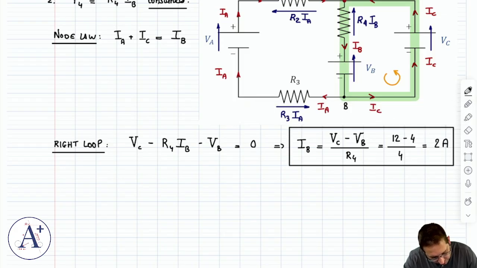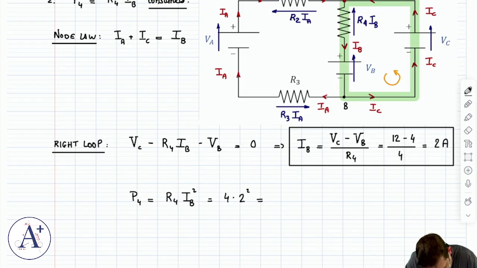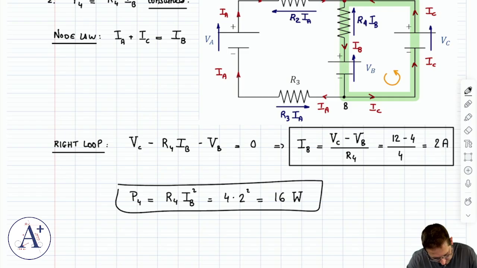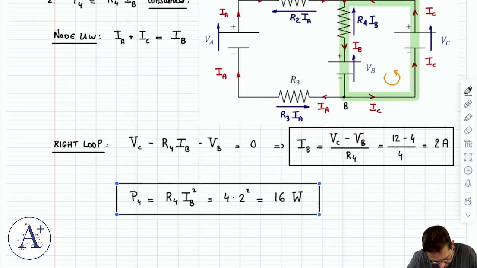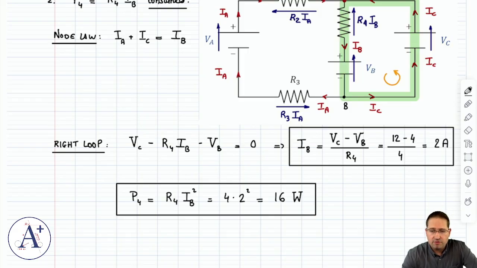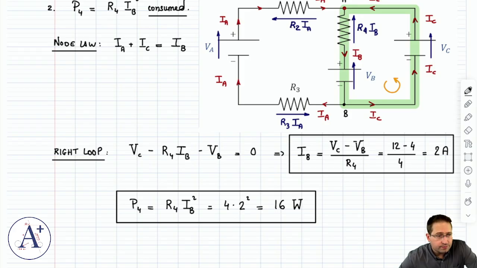It's not what I want to solve for, but it's what I needed to get P4, and to say that P4 is equal to R4 IB squared. R4 is 4 times 2 squared. That's going to be 4 times 4 is 16, and power is expressed in watts, which is the same thing as joules per second. So in other words, every second, this resistor dissipates 16 joules of energy from this circuit. All right. So that's for question 2. Okay, and this is, by the way, just to be clear, this is consumed.